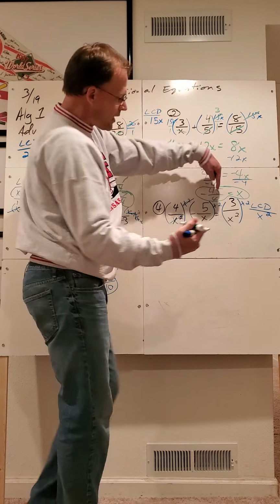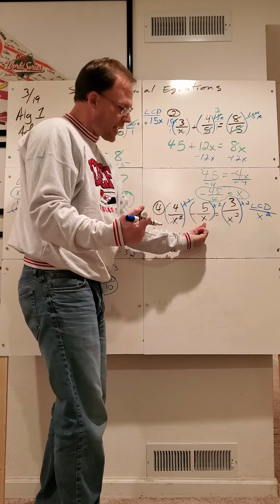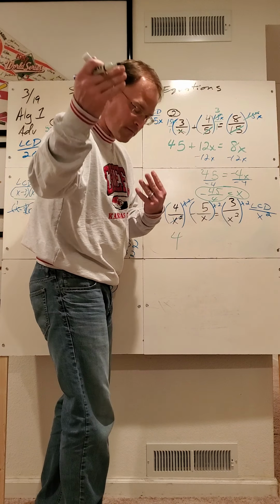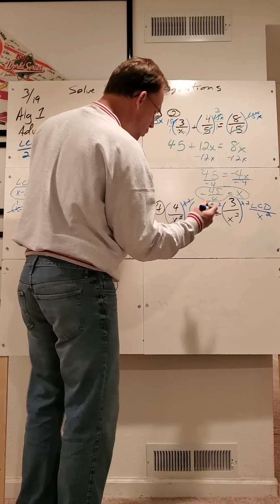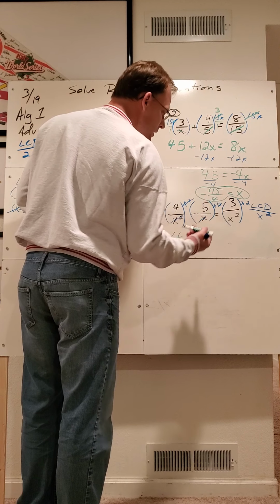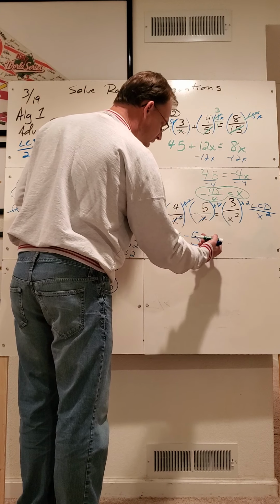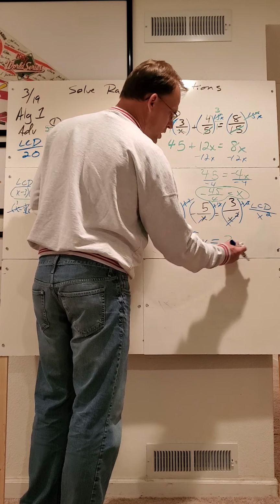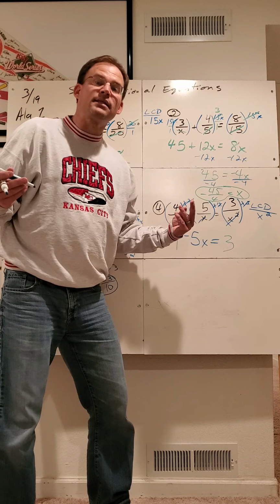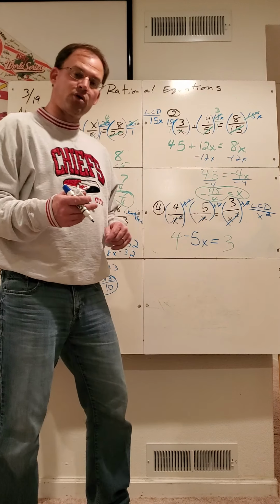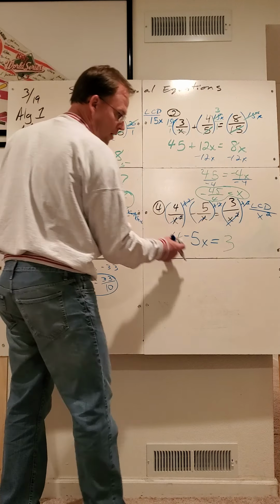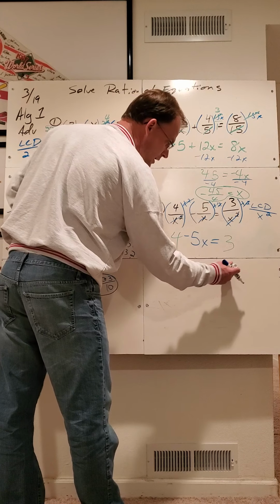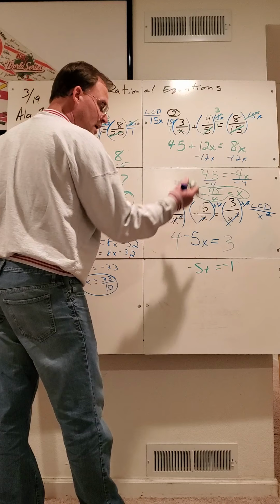What's happening here? I got x squared that I multiplied by. I got an x in the denominator. How many x's are we going to have left? Exactly, 1x left. So that gives me a 5x here. Both x squareds are gone. Solve the equation. Get the variables on one side, get the constants on the other. I'm subtracting 4. I have negative 5x equals negative 1. Divide.